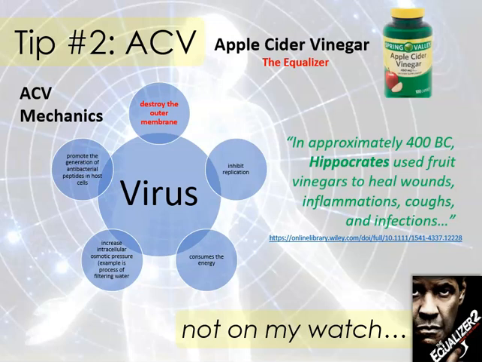The benefits of ACV, the mechanics. Let's say the virus is the competitor in this situation. Here's what apple cider vinegar is able to do. It destroys outer membranes. So we talked about the membrane. Even though viruses are not cells and bacteria, they still have a membrane. And ACV has the ability to destroy the outer membrane of anything it comes in contact with that it's breaking down. So when it comes to viruses, it can destroy the outer membrane, inhibit replication, prevent it from replicating.